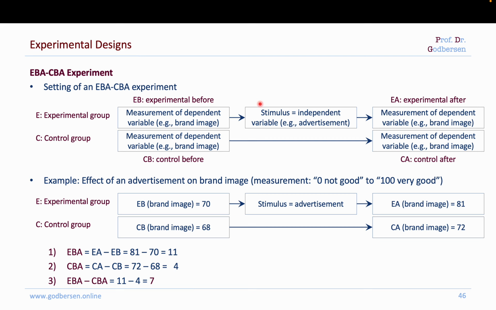Then we give our experimental group the stimulus. We show them the advertisement. The control group, nothing is shown, they don't get the stimulus. And then comes EA, experimental after. Now we measure the dependent variable again. In our example, the brand image with the experimental group. And CA, control after, we measure the dependent variable, in our example, the brand image with the control group.